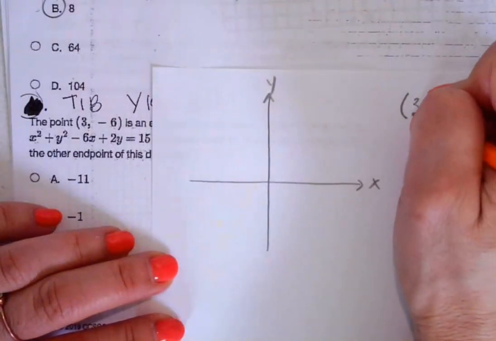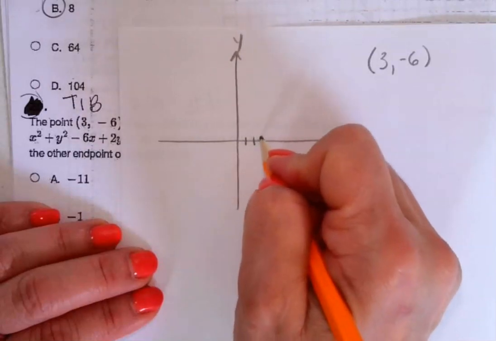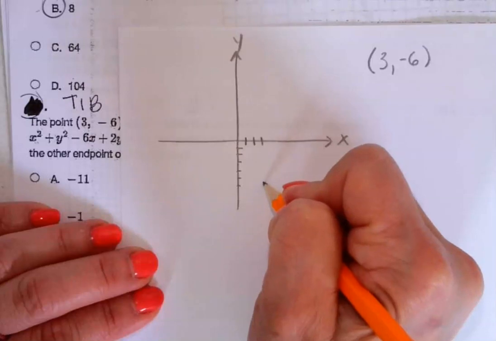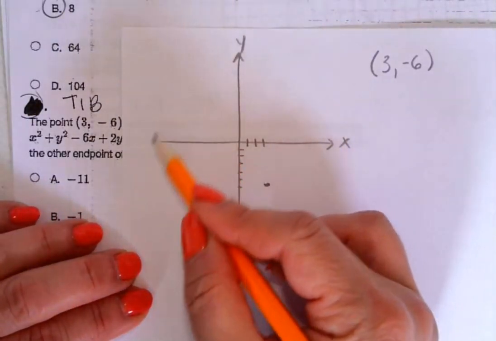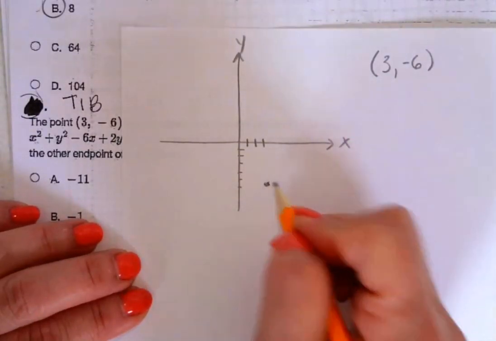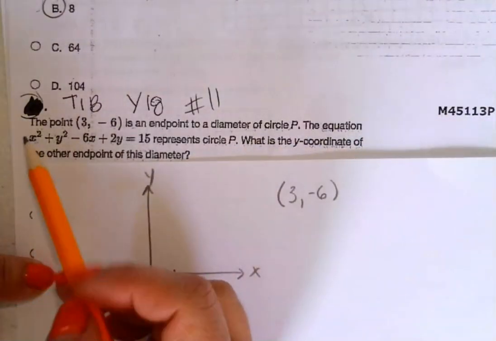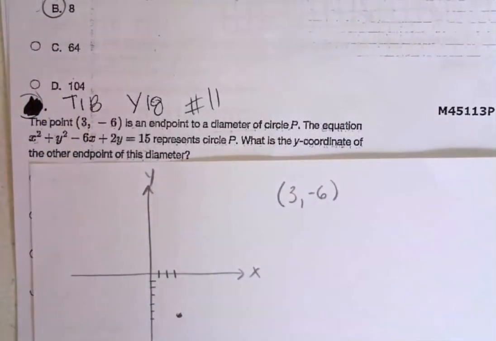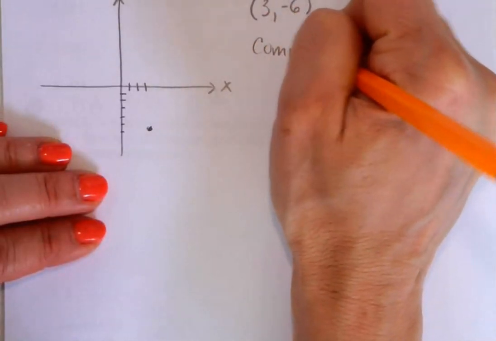And we're going to put the endpoint, which is (3, -6). So I'm going to go 1, 2, 3 to the right, and down 6, something like that. Okay, so this is our endpoint of the circle, but we don't know exactly where the circle is. So having the center of the circle will help us. It's not in parentheses, it's not factored, so we're going to use completing the square as our method.